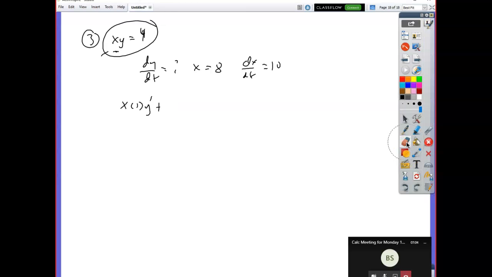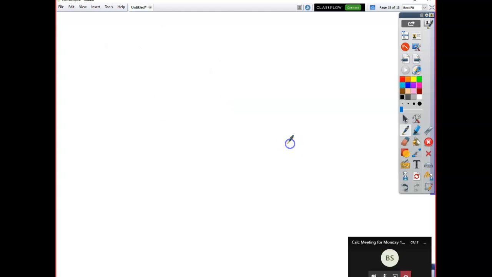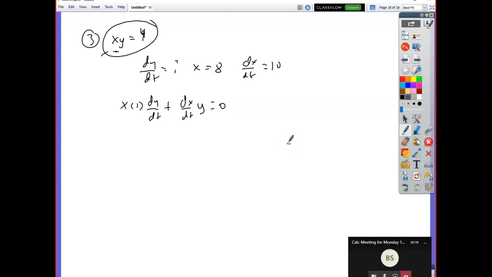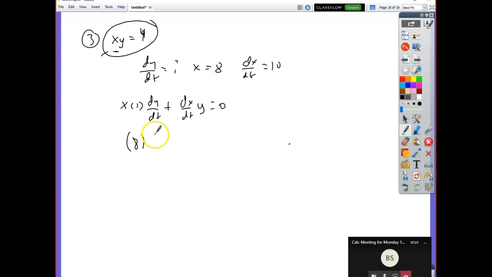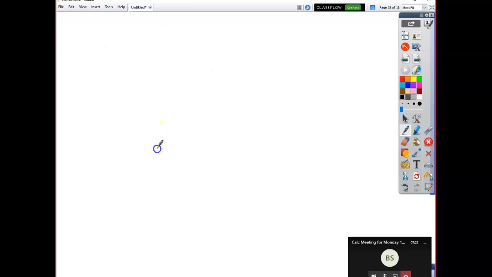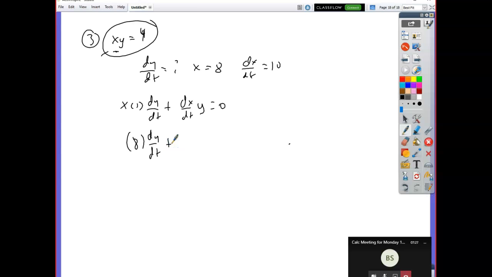That was almost lazy. So x times dy/dt plus dx/dt times just plain old y equals 0, because the derivative of 4 is 0. I plug in what I know, which is x is 8, dy/dt is what I'm looking for, plus dx/dt is 10 times y. I'm missing y. I need y.